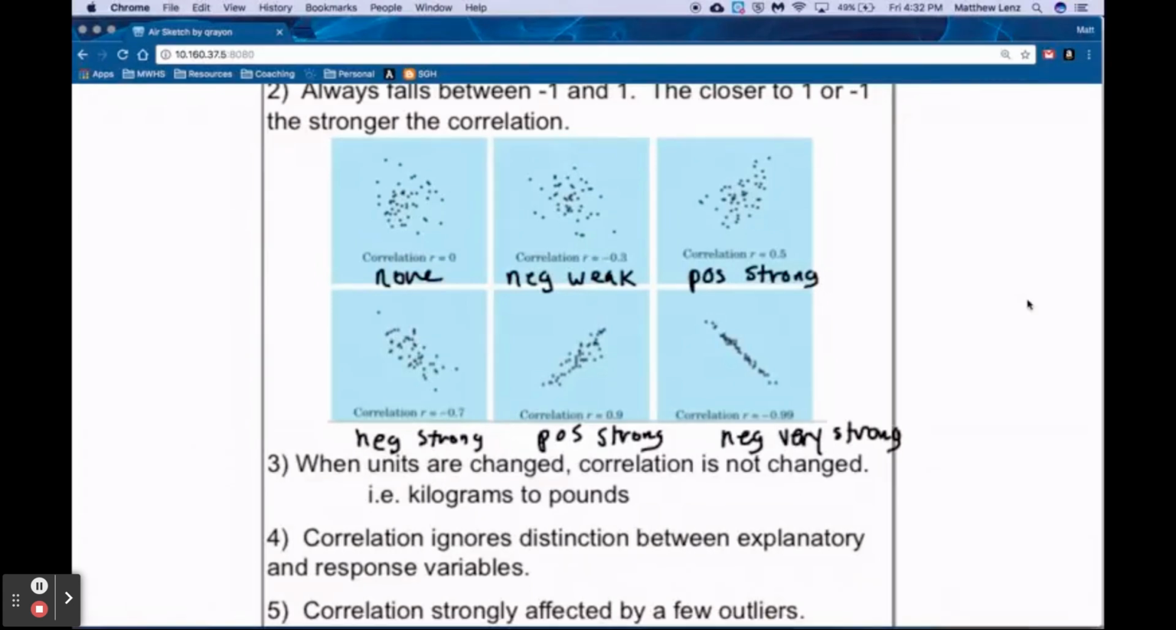Right? So again, by looking at one number, I might not even give you the scatter plot, but just say, hey, the correlation coefficient is 0.34. And you should be able to tell me if it's positive or negative and weak or strong just based off of that number.